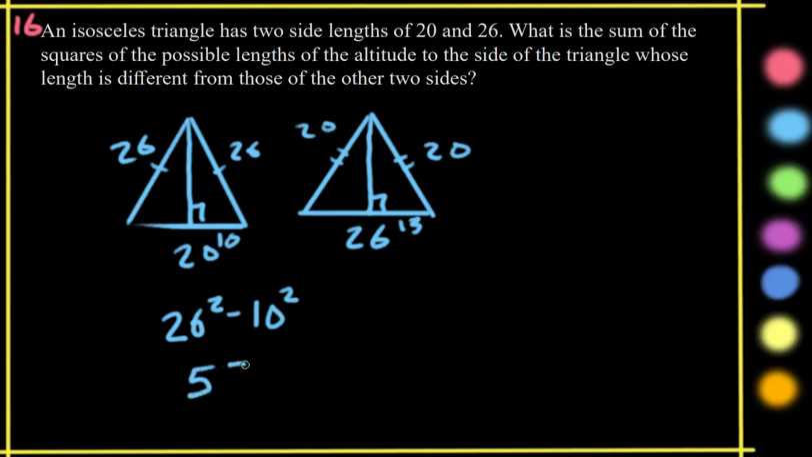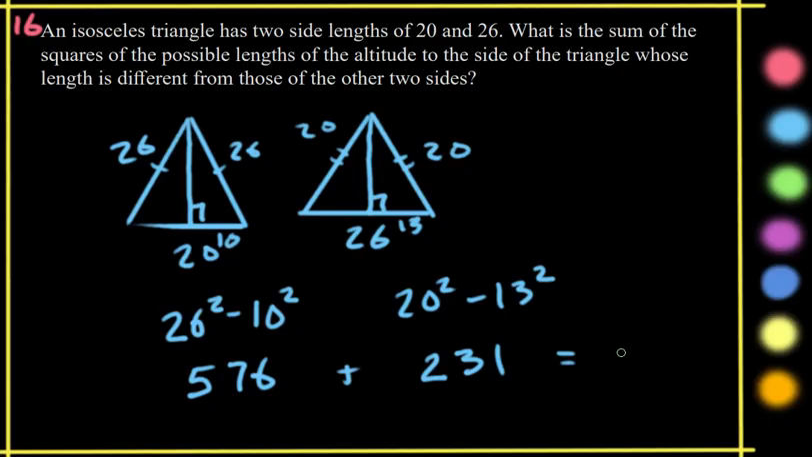It's going to give us 576, which is useful if you remember your squares. And then you can do 20 squared minus 13 squared. That's going to give you 231, I think. Yeah, 231. And then you can add those two together, because remember we're looking for the sum of the squares. And that gets you 807, which is your final answer. Okay, excellent.